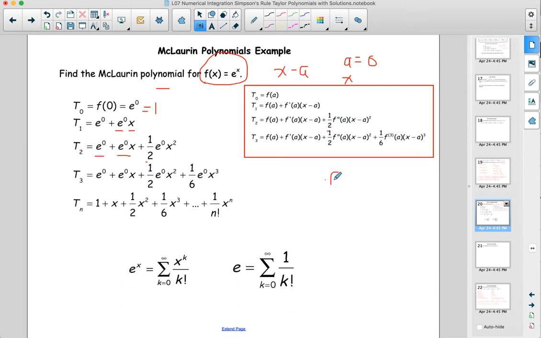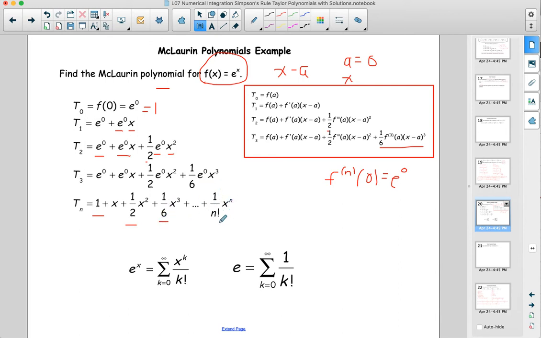For all of our derivatives, I'm just going to write it this way. f^(n) at 0 is always going to be e to the 0 because the derivative of e to the x is e to the x. So we get 1/2 e to the 0 times x squared, and then plugging into the third order Taylor polynomial, we would now need to add 1/6 times the third derivative at 0, e to the 0, times x cubed. And that's going to give us 1 plus x plus 1/2 x squared plus 1/6 x cubed.